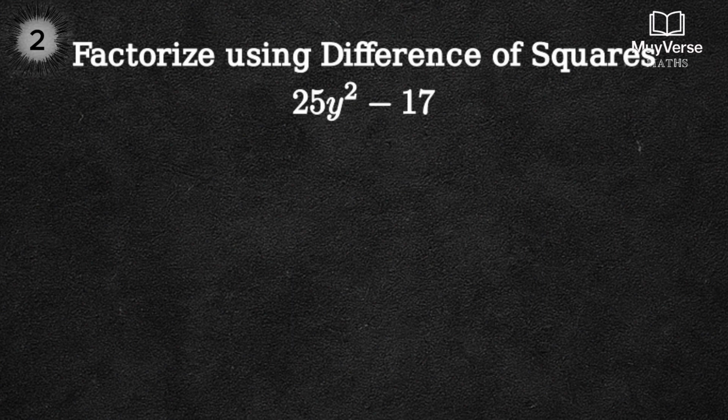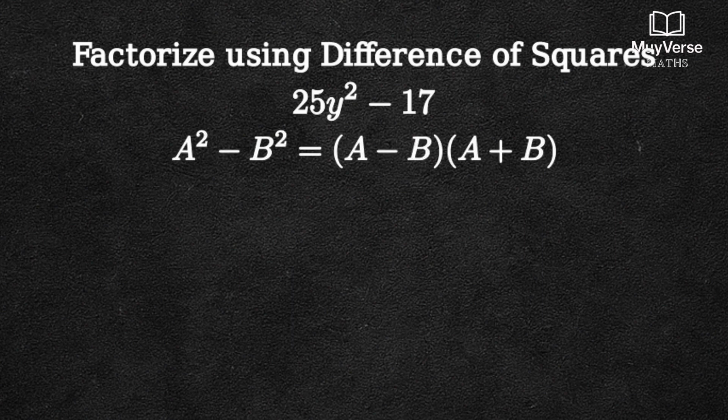We will factor the expression 25y squared minus 17. The key idea is the difference of squares pattern. A squared minus b squared equals the product, a minus b times a plus b. First, rewrite each term as a square.